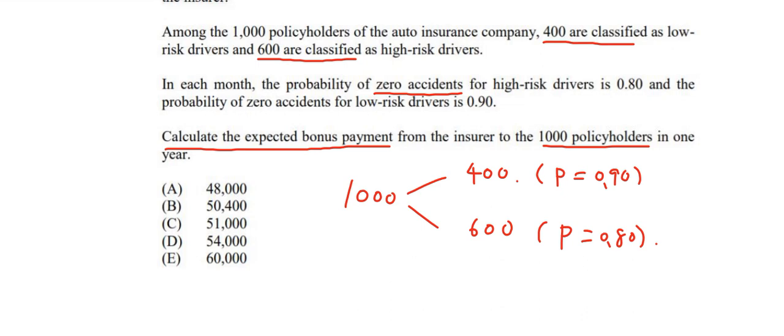So this payment is, from the 400, the expected number is 400 multiplied by 90. This number of people have no car accidents. So for each one, we pay $5, right? And then for the 600, the number of people with no accident is so many, right? Then multiply by $5.